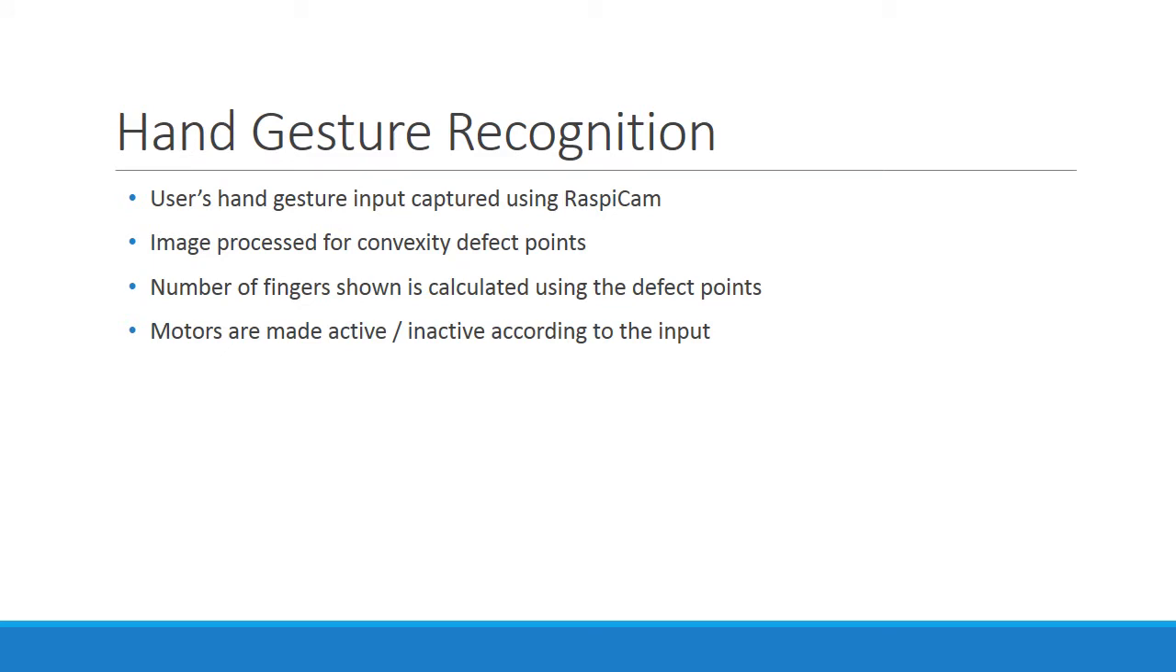Let me now talk about how we get the input to the Raspberry Pi using the hand gesture recognition technique. In this technique, the user's hand gesture is taken as an input. It is captured using the Raspberry Cam. The image is then processed for convexity defect points. Using the convexity defect points, the number of fingers shown is calculated. The motors are then made active or inactive according to the input.